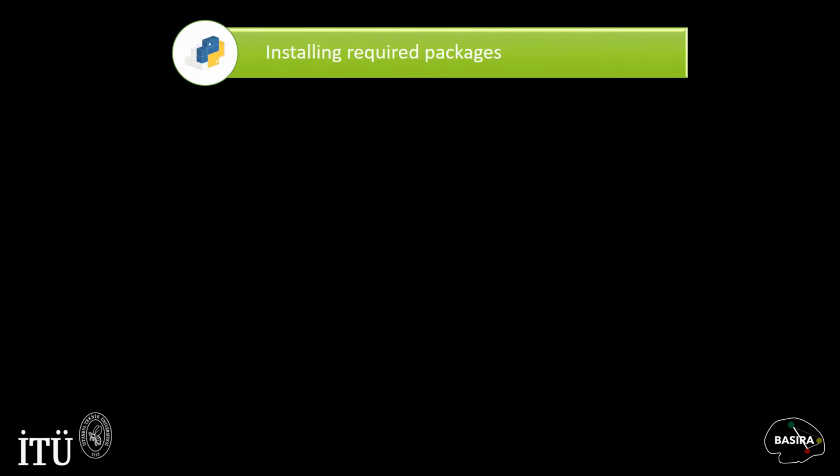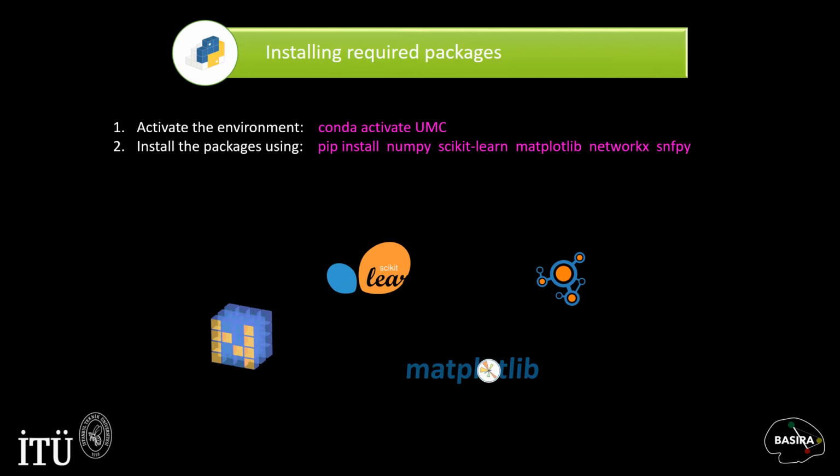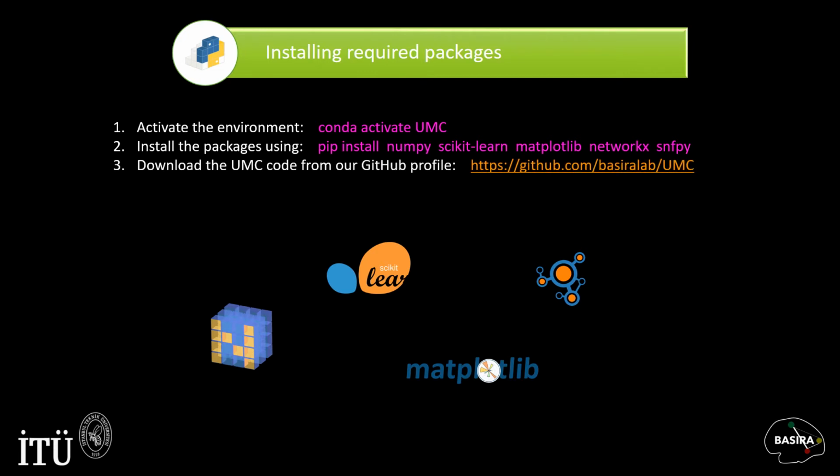Now we can install the required packages. The first thing you need to do is to activate the environment you newly created. Just type conda activate UMC and run. Next, install NumPy, scikit-learn, matplotlib, networkx and snfpy libraries using pip install. After that, download or clone the UMC project from our GitHub repository.